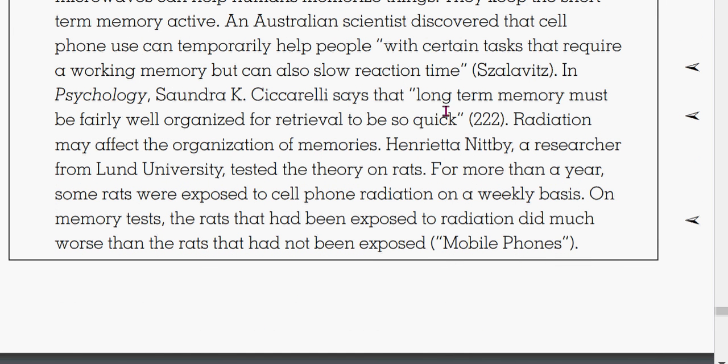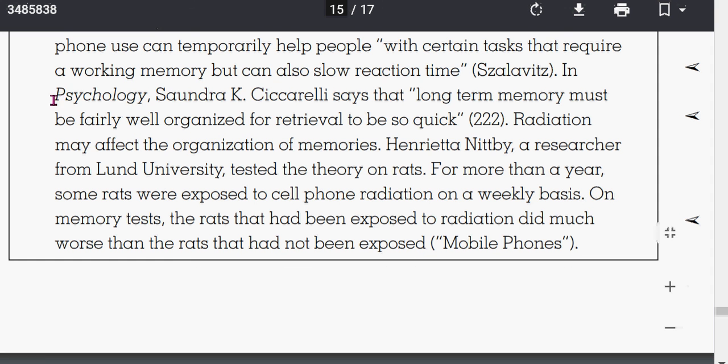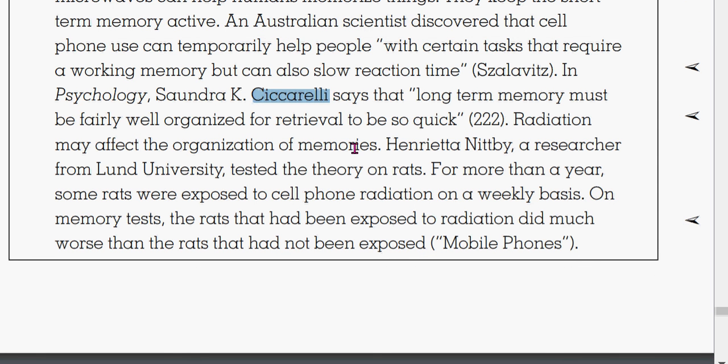And in this example here, this is also very useful. In psychology, Sandra K. Ciccarelli says that, notice here that the author's name is not at the end where it says 222, because the author is already identified. And all I have to do is give 222 in brackets, and that's enough. I know that this Ciccarelli will be at the end of the paper, where I'll get all the details about the book, the publication, the year, etc.